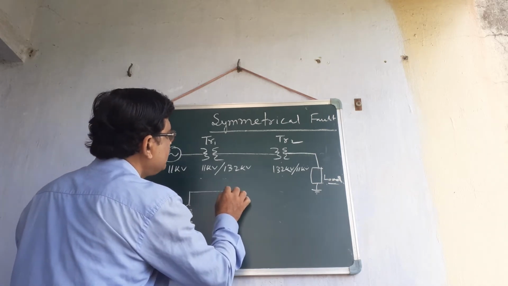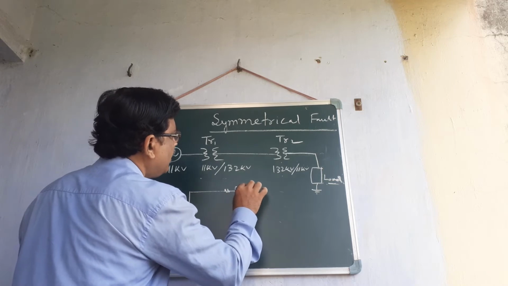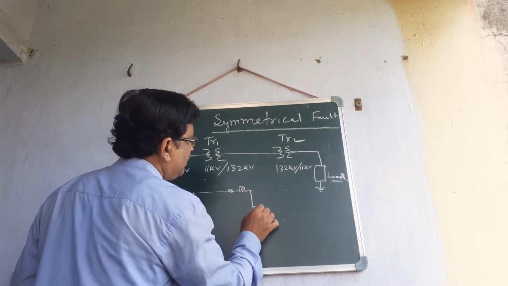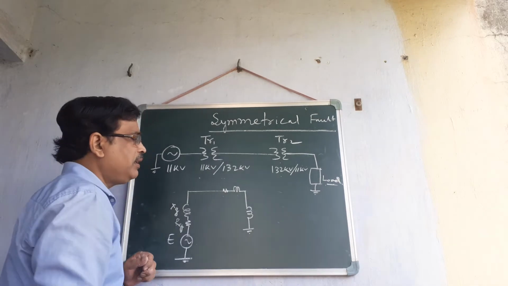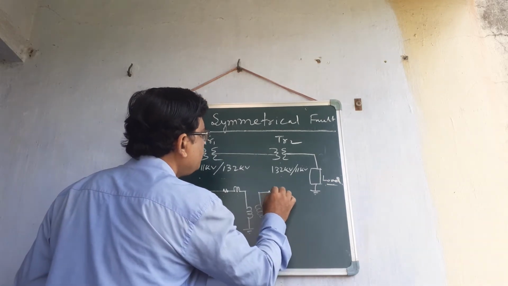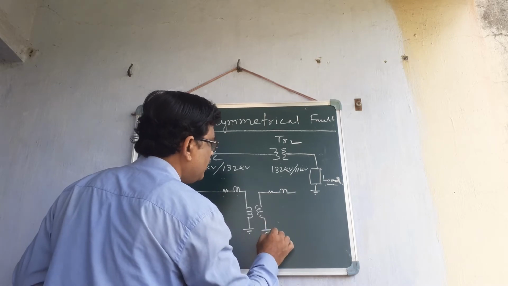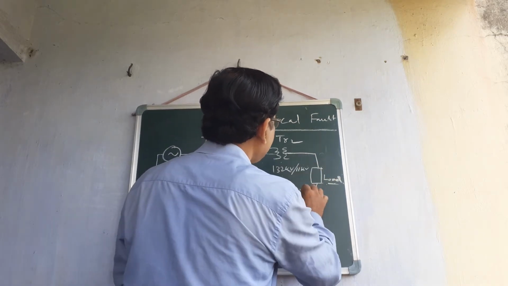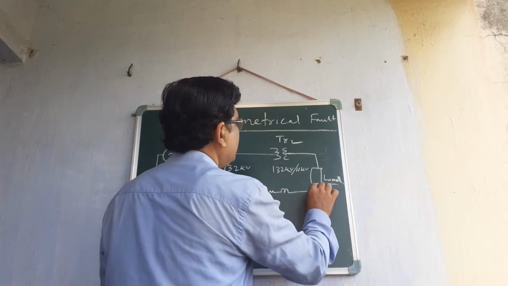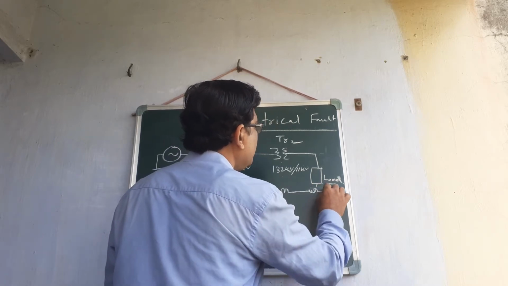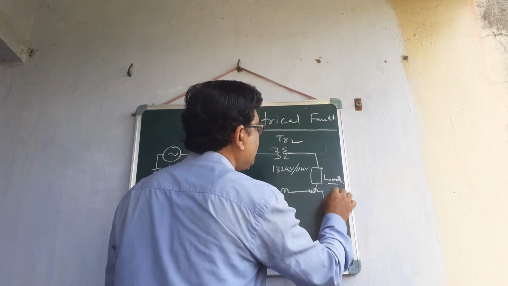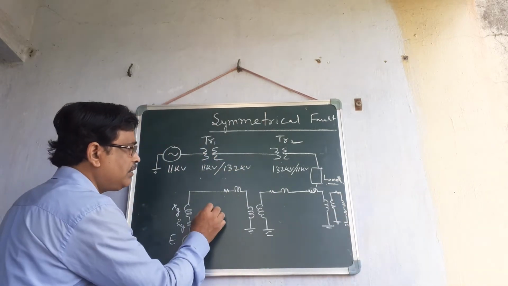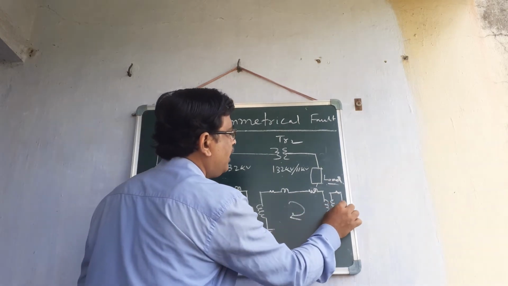And then the transformer, which means its R1, X1, the primary, then the secondary, R2, X2, and like that there will be another transformer, with its next coil and secondary, and then the load. So here you can see there are three loop currents, one here, then here, and another here.